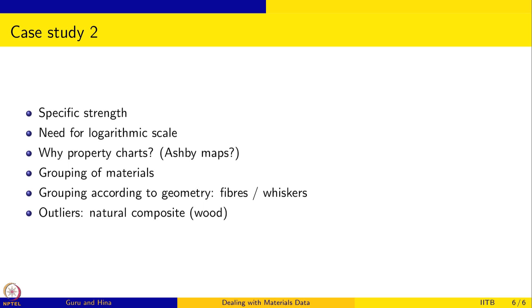And it also is very useful to notice the outliers. And in this case, the outlier happens to be a natural composite, namely wood. So this is what we want to do in this session.